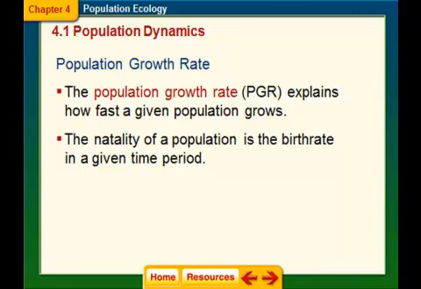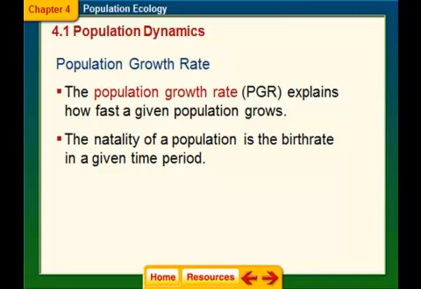So when we talk about population, and we talked about what can limit a population, and we know where populations live, we can talk about the population growth rate. The PGR is telling us how fast that population is growing. Now, it's going to depend on a couple things. It's going to depend on how many organisms are being born in that given time period, or the natality of a population. It's also going to depend on the mortality. How many organisms are dying?